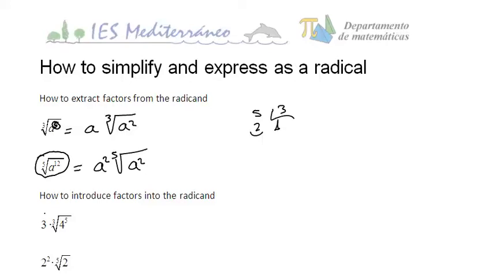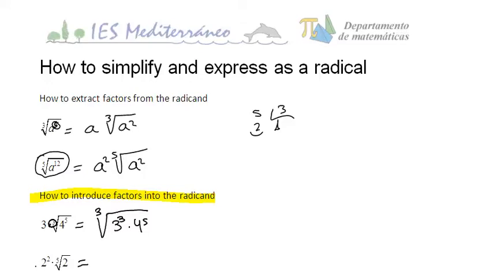Okay, now let's see how to introduce factors into the radicand. It's just the opposite. When we've got a factor outside the radicand and we want to introduce it into the radical, we've got a cube root, so to introduce this factor 3 into the cube root, we just need to raise 3 to the 3rd power, and then we'll get the factor into the radical.